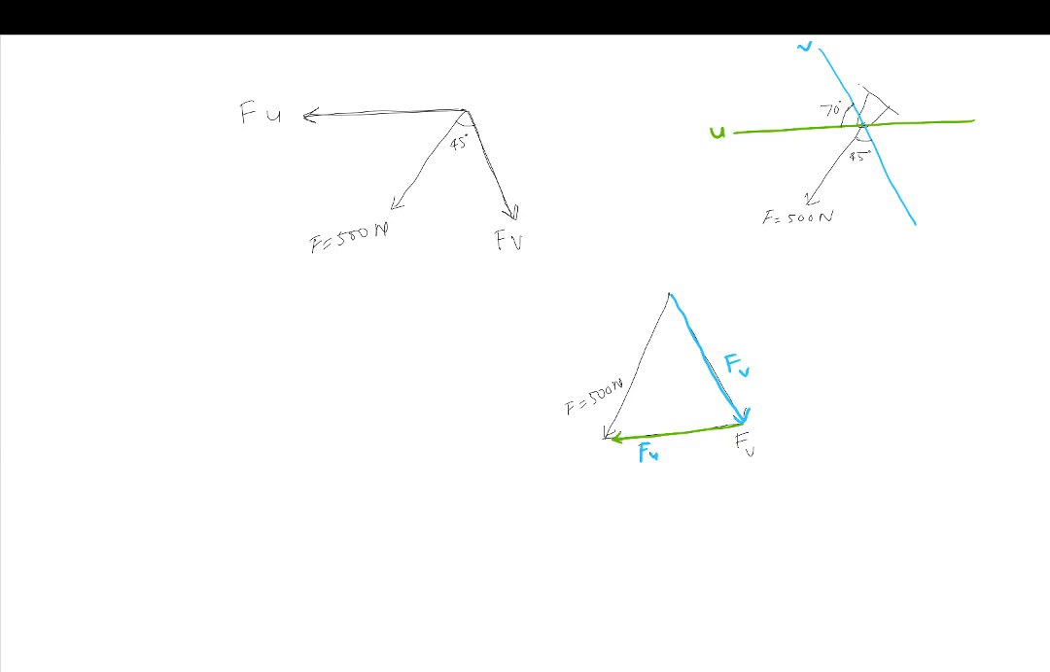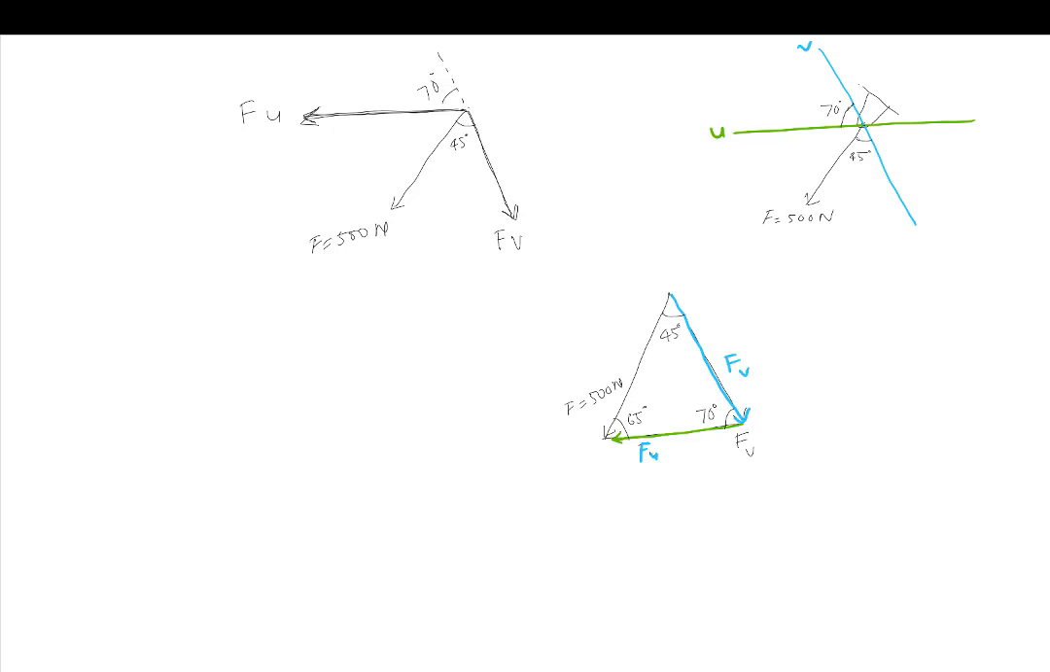Now we know the angle between V and U. Since we have moved Fu parallel to itself, it'll always make that 70 degrees. So this angle is 70 degrees. We already know this angle is 45 degrees, which is given right here. So 70 and 45, this should be 65. We know three angles and one of the sides.